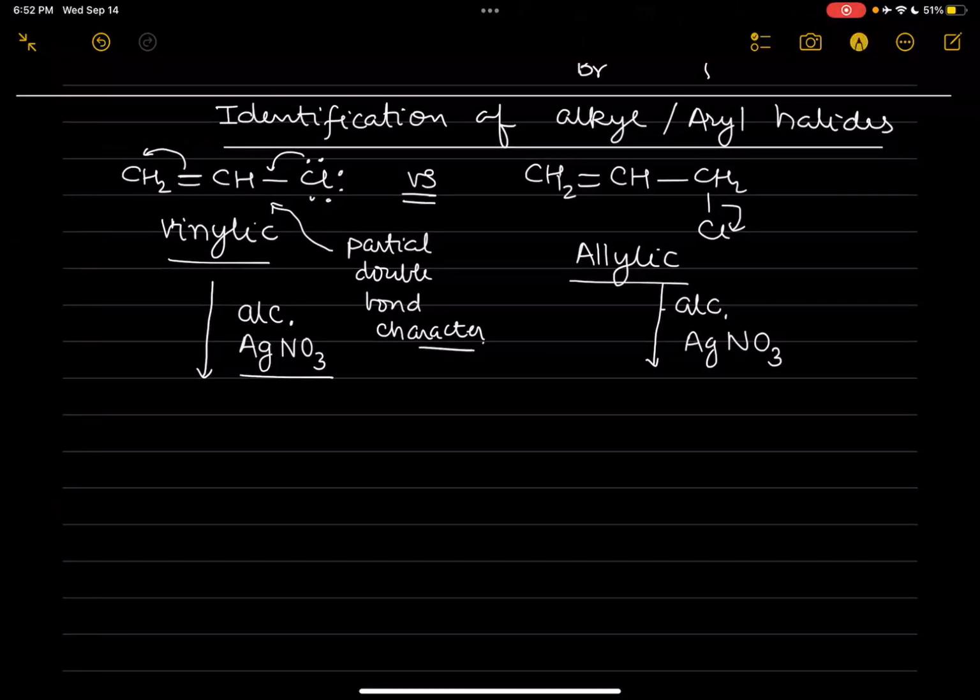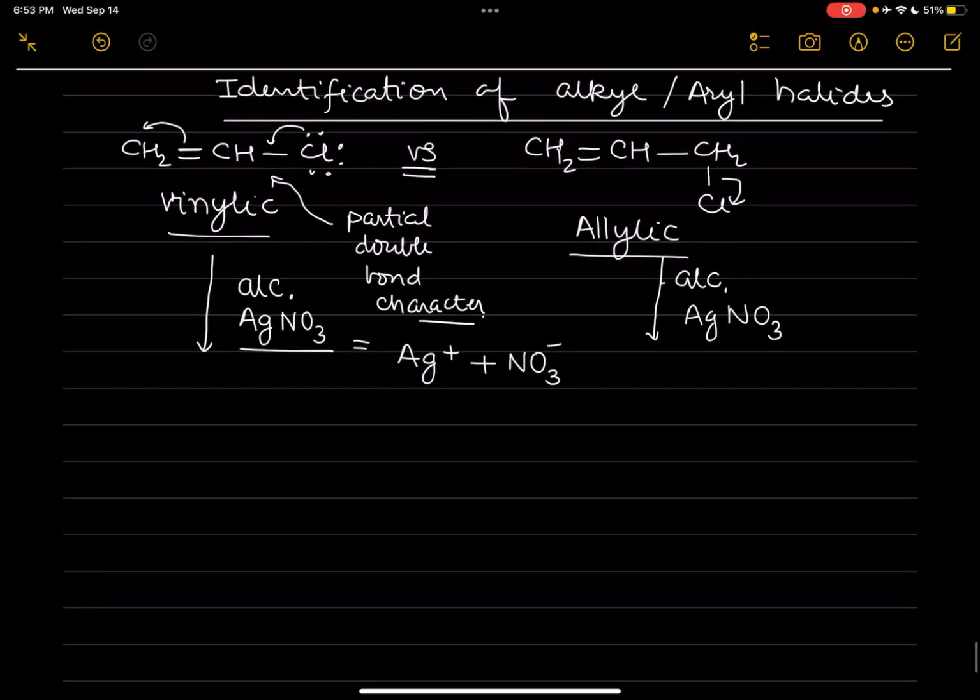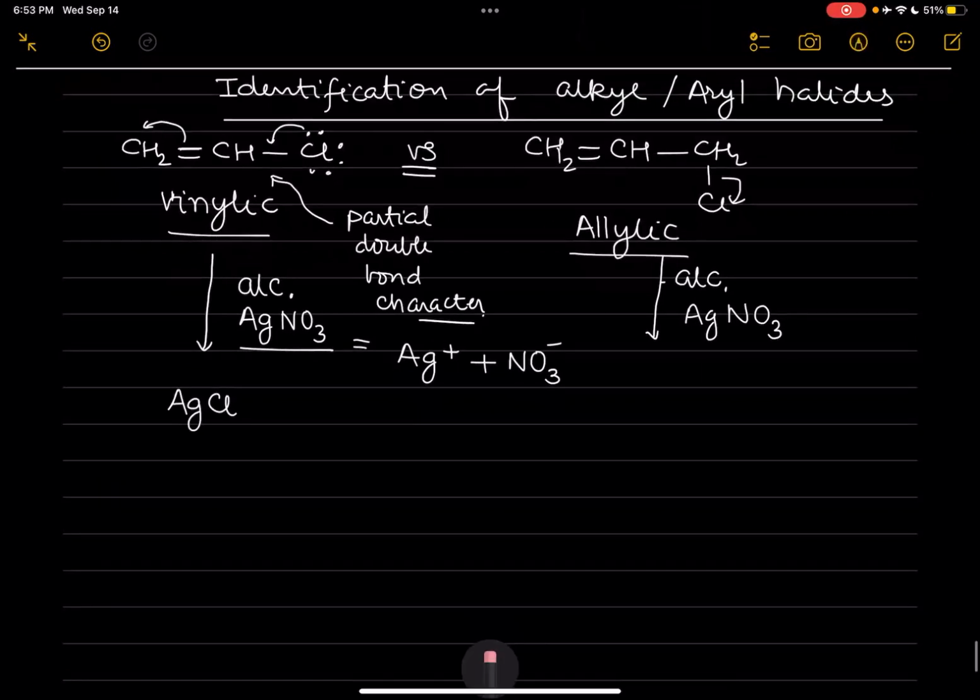But how will you know that the Cl can come out and the Cl can't come out? Actually, you have taken silver nitrate. Silver nitrate is Ag plus and NO3 minus. Is it clear? If Cl comes out, if it breaks away from the main molecule, the Cl minus is going to form a precipitate with Ag plus. So here we are going to get white AgCl. Here we are not going to get the white precipitate of AgCl. No white precipitate of AgCl is obtained.